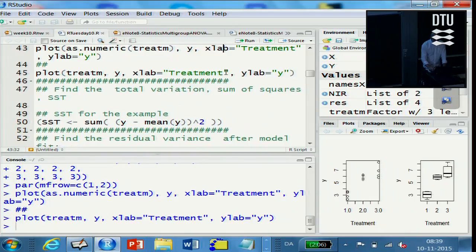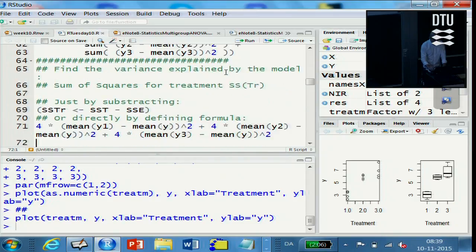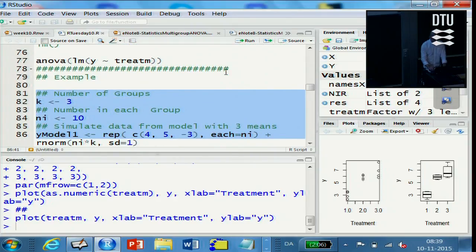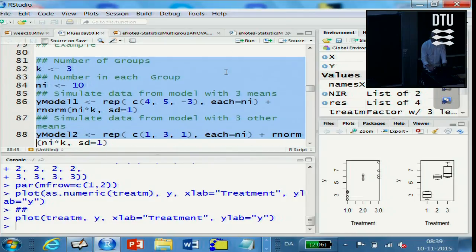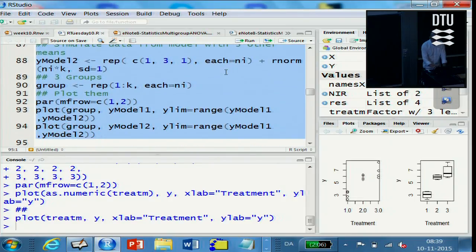Let's see. Actually, here also you can see some hand calculation formulas. Here comes the example that I have had on the slide. 10 observations in each group, 3 groups. I'm constructing 2 different data sets. And here they come.